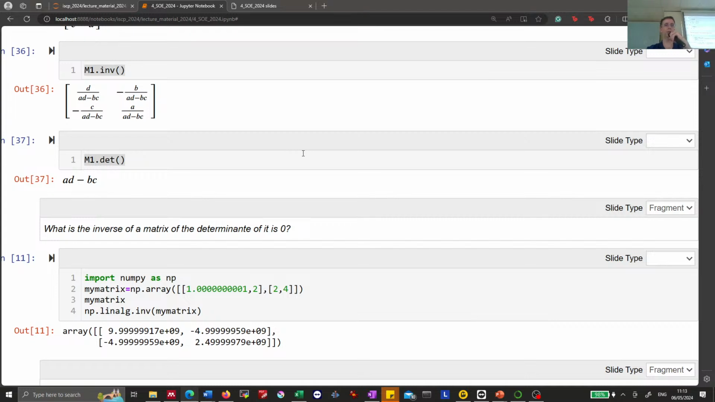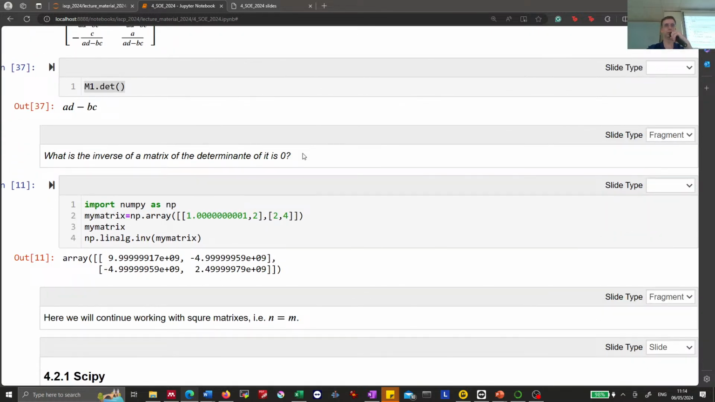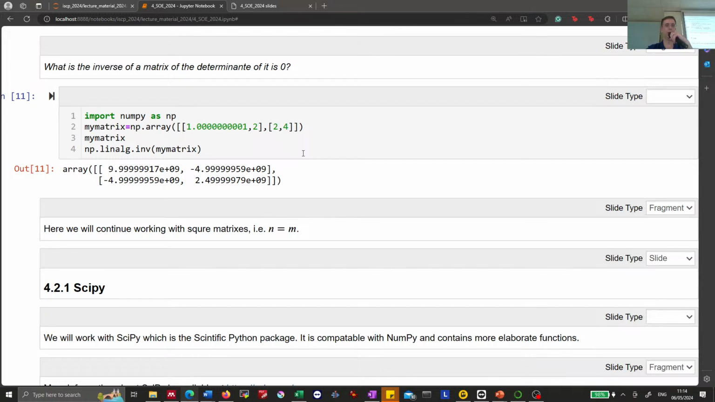So we can check if our matrix, or our system of equations in matrix form, has a solution or no solution by checking the value of the determinant. If the determinant is 0, we will not get a solution because the inverse of our matrix will be infinity. Yeah, or better to say it's not defined, right? Good.